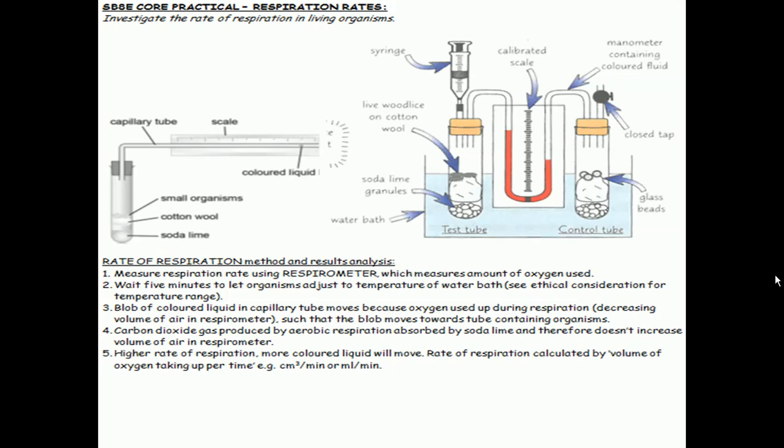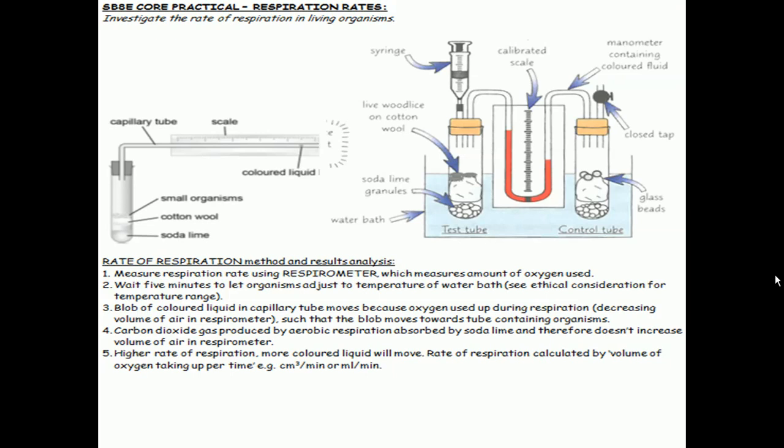But we know in respiration that the organisms release carbon dioxide, so that should increase the air. But the reason why the air volume doesn't increase when they release carbon dioxide is because we add something called soda lime, and that soda lime absorbs the carbon dioxide. So it doesn't matter if the organism is doing more or less respiration, it's going to be absorbed by the soda lime. So any changes in the volume of the air will be due to how much oxygen is being used up.